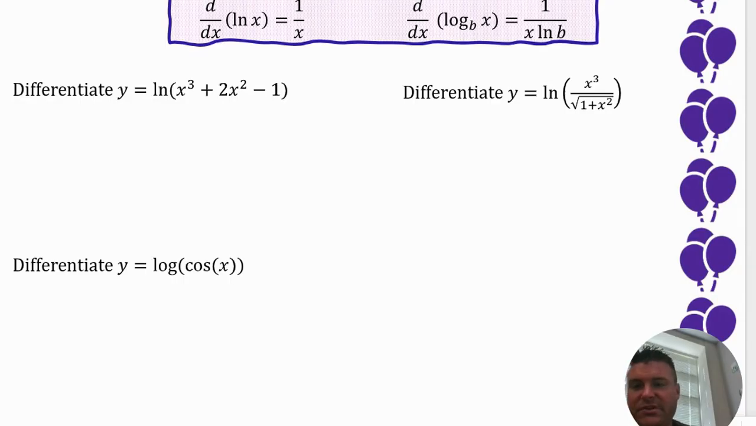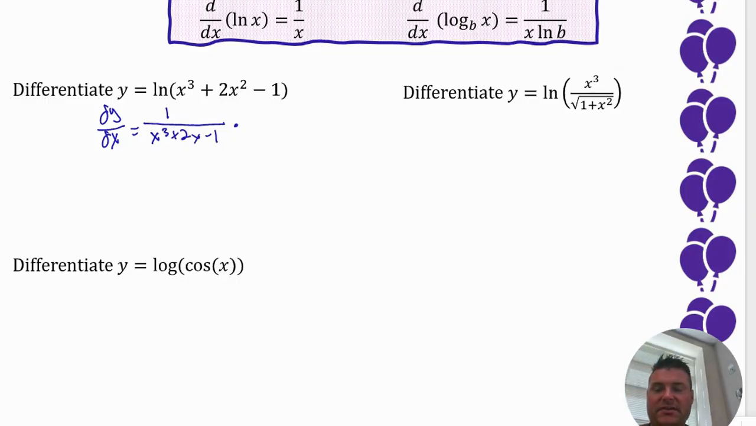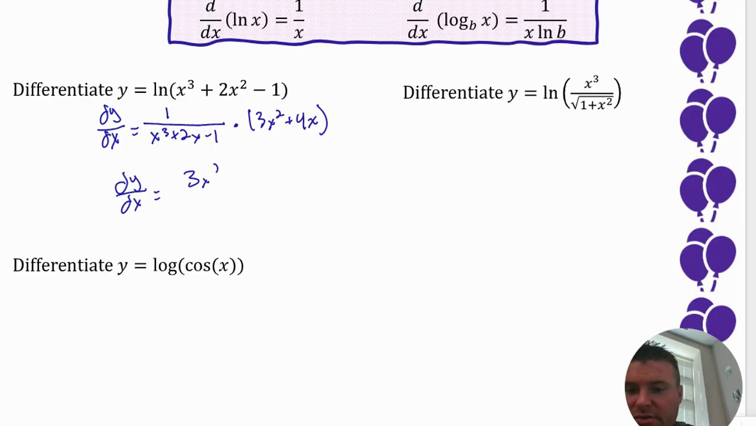So for this first one, if we're going to differentiate y equals this ln function, dy over dx is equal to, it's chain rule, so the outside is just going to be 1 over this right here, times the derivative of the inside. The derivative of the inside, it's just a bunch of power rule, is going to turn into 3x squared plus 4x. And then we can combine that together to get 3x squared plus 4x all over our original argument within the log. And there we go.